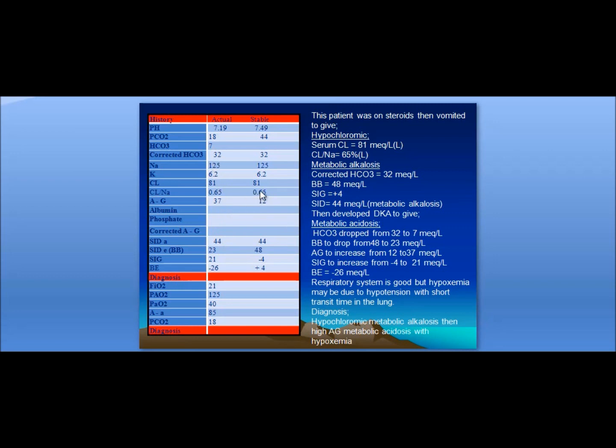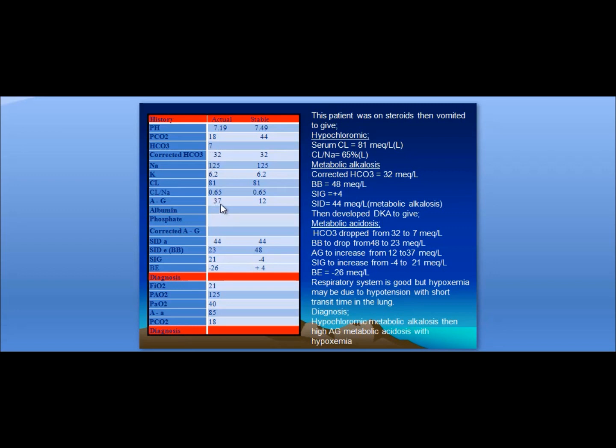Before we go, this hypokalemic metabolic alkalosis has a normal anion gap if you calculate it. Buffer base is high with base excess. This is the stable data, before he develops DKA. What happened? This high bicarbonate dropped from 32 to 7. So this is the severe metabolic acidosis.